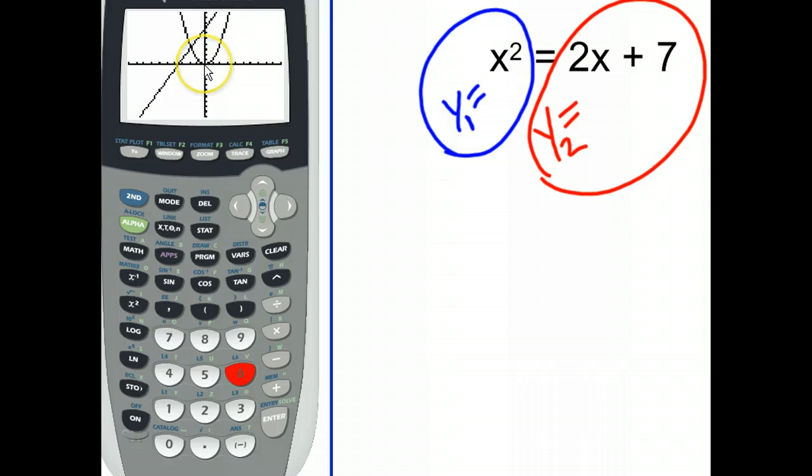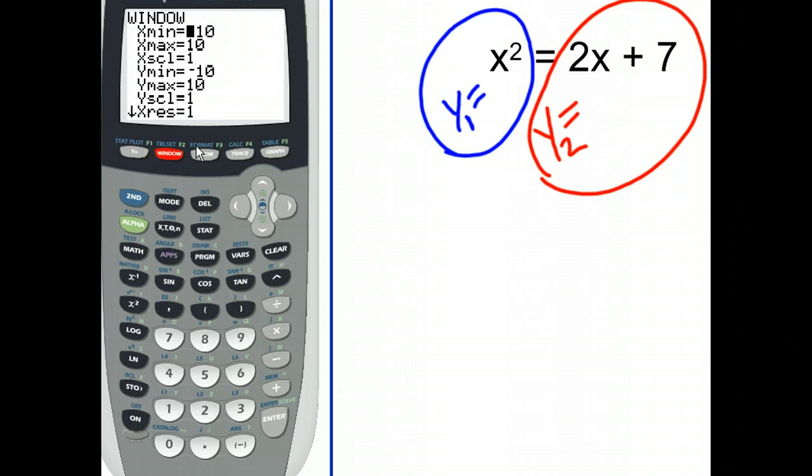So right now with Zoom Standard, our Y max setting is 10. We're looking at a Y value of 10. I think a reasonable guess, why don't we just move that up to 15 or 20. So again, change your Y max value to 20.